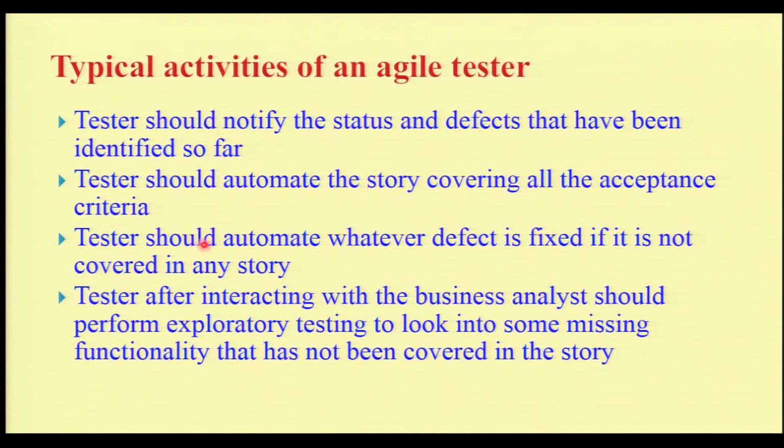The tester should automate the story covering all the acceptance criteria. The tester should automate whatever defect is fixed if it is not covered in any story. The testers, after interacting with the business analyst, should perform exploratory testing to look into some missing functionalities that have not been covered in the stories. So, these are some of the typical activities of an agile tester.